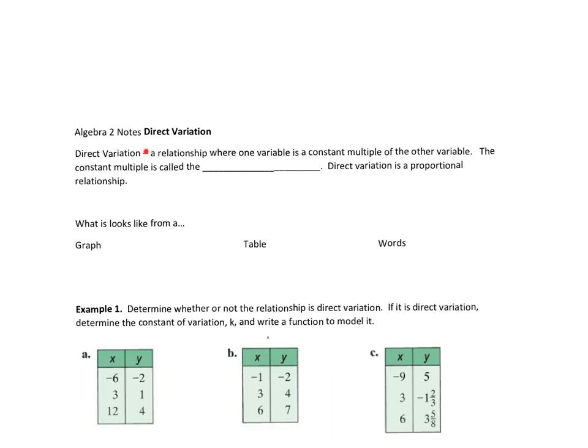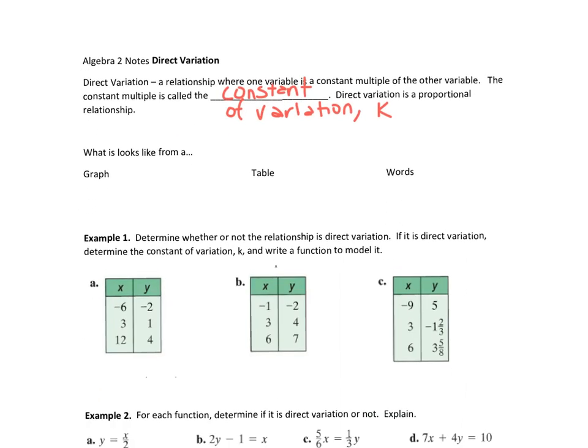Direct variation is a relationship where one variable is a constant multiple of the other variable. The constant multiple is called the constant of variation. And we use the letter K for the constant of variation. So direct variation is a proportional relationship. It is a special type of linear function. It's linear because the graph looks like a line that crosses through the origin.